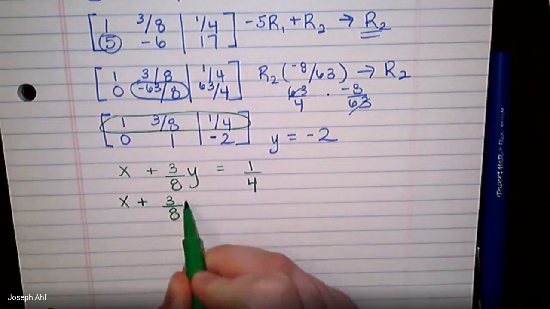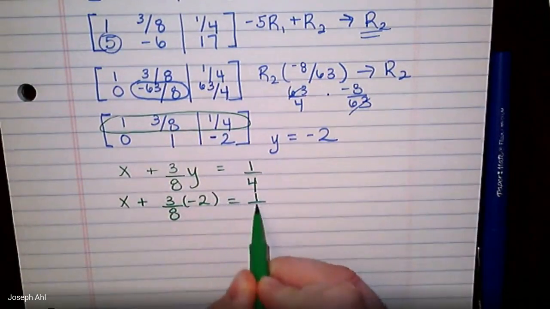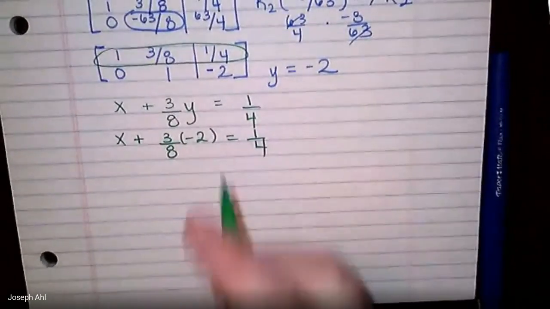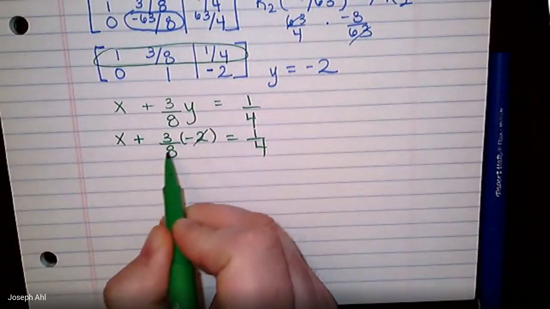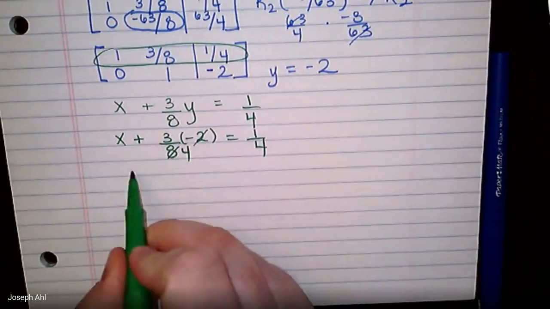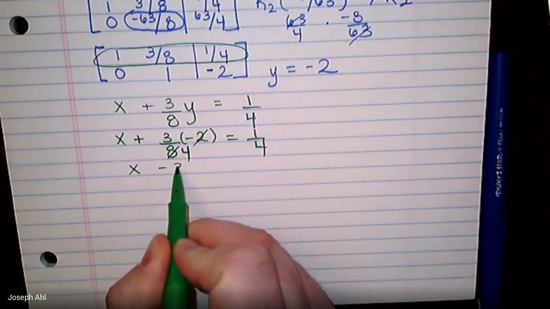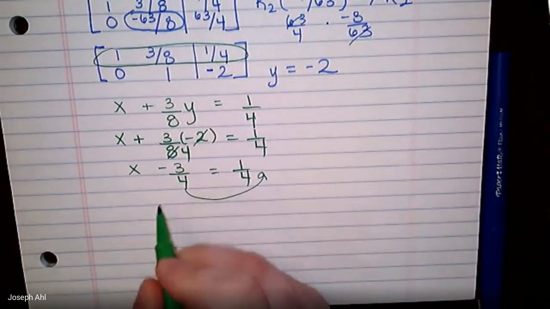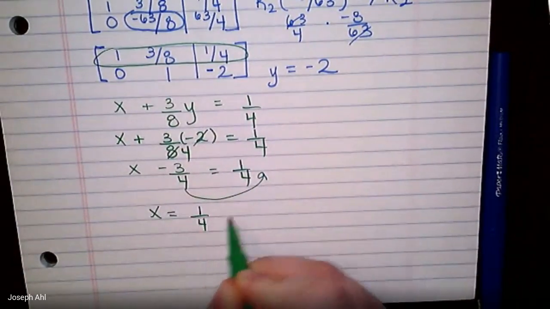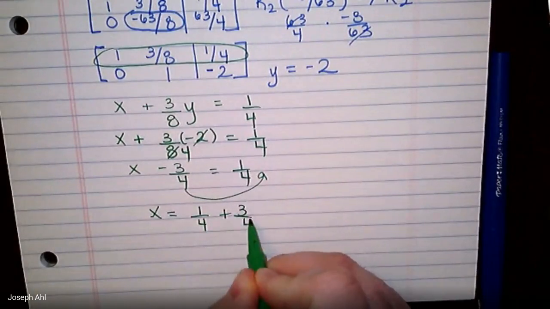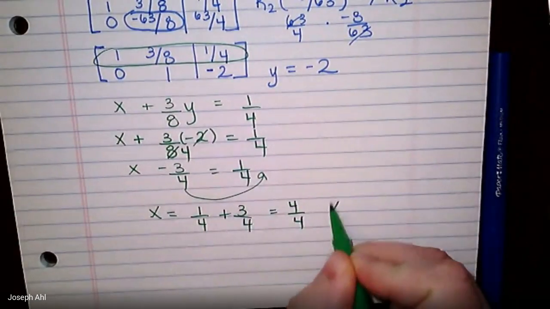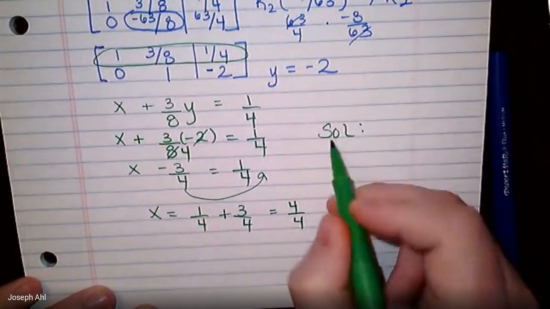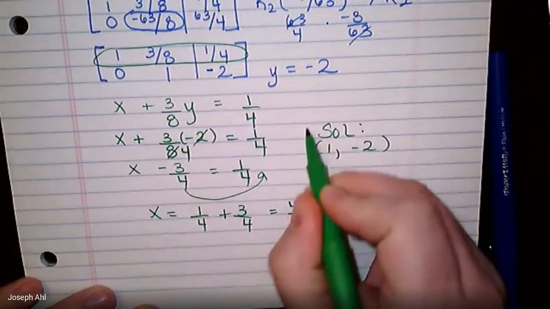Okay, so that would be y is negative 2. And then solve for x from there. So you can go ahead and reduce this a little bit, right? 2 would go into 8 4 times. So you get x minus 3/4 is what that would be, equals 1/4. And if you add 3/4 to the other side, 1/4 plus 3/4 is a total of 4/4, better known as 1. So the solution to the system would be 1, -2.